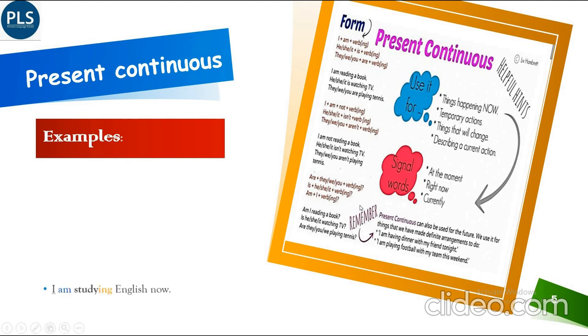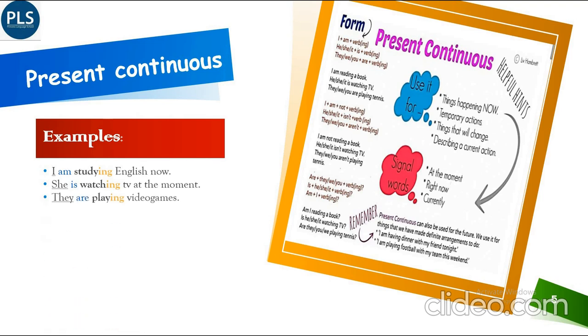And the first example we have, I am studying English now. Another example, she is watching TV at the moment. Another example, they are playing video games. And from these three examples, we are going to get the form of the affirmative sentence for this tense. We have the subject, I, she, and they, plus verb to be, am, is, and are, plus of course the verb plus ing.